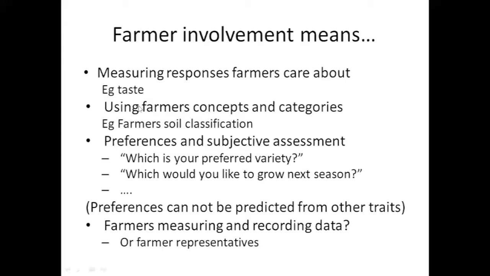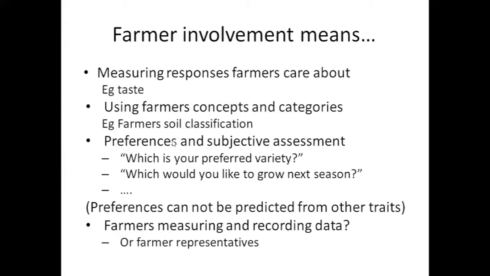Second thing is using farmers' concepts and categories in what you measure. So I've already talked about this in relation to soil. If you're involving farmers and you're trying to produce results which are really useful to farmers, then describing the soil fertility in terms of nitrogen content is maybe less useful than describing soil fertility using language that farmers themselves use to describe soil fertility.